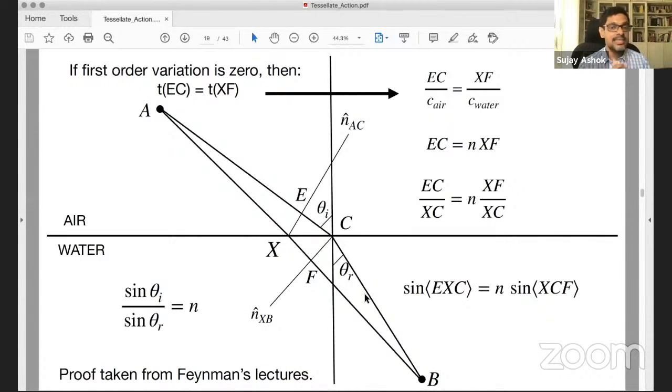So you see, just by using the principle of least time, and really, as one of the students said, the principle that it's really an extremum, the fact that a small variation does not change the time to first order, tells us that the angle of incidence and angle of refraction are related by this simple relation.